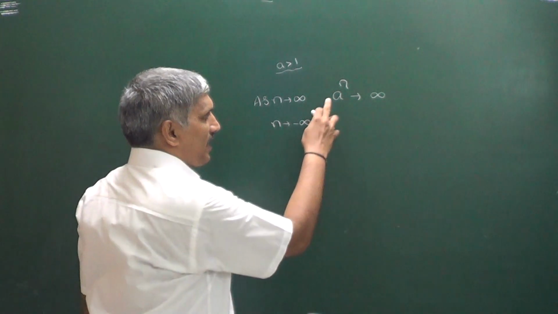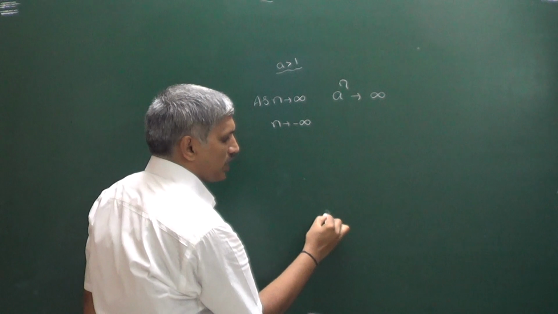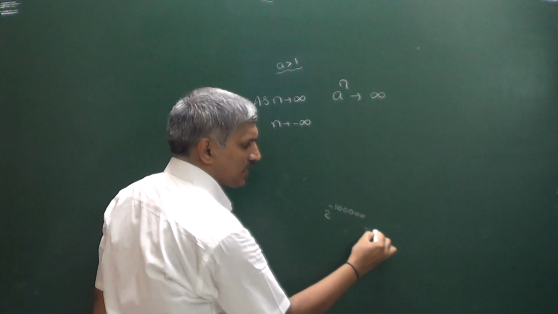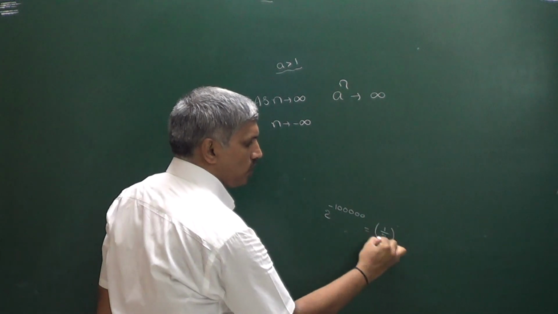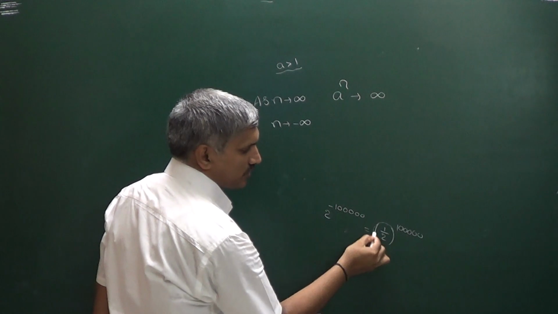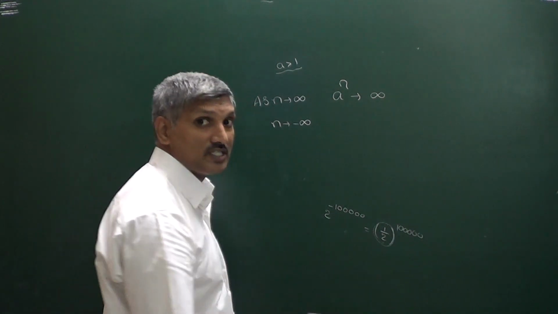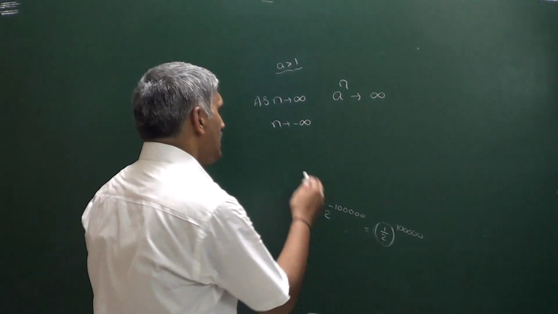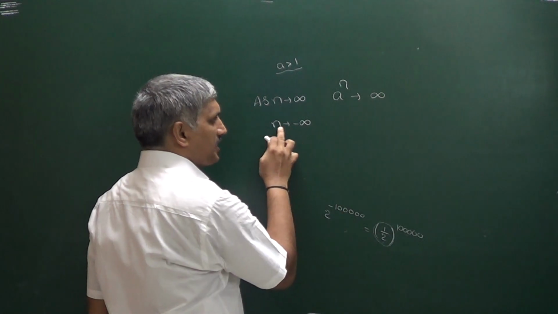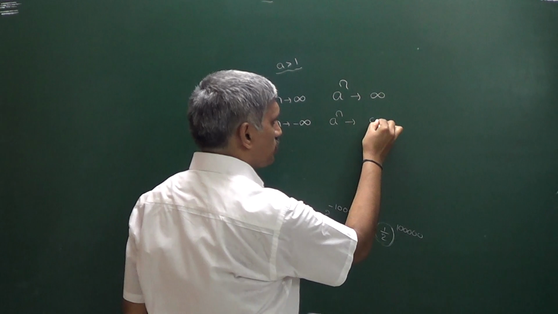That means a power n, when n is tending to minus infinity. Suppose you see 2 power minus, it is nothing but 1 by 2 whole power. Yes or no? So this value is less than 1. When it is less than 1, this total value is approaching 0. That's why when n tends to infinity, a power n tends to infinity. When n tends to minus infinity, a to the power of n tends to 0.